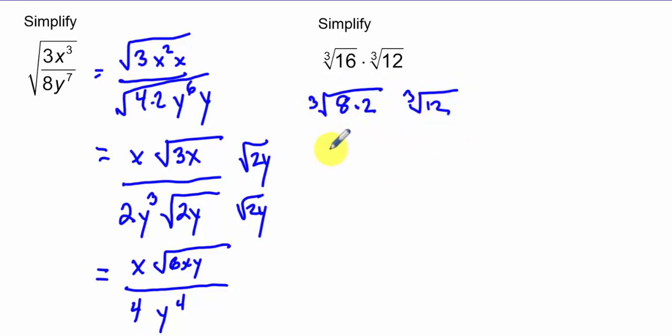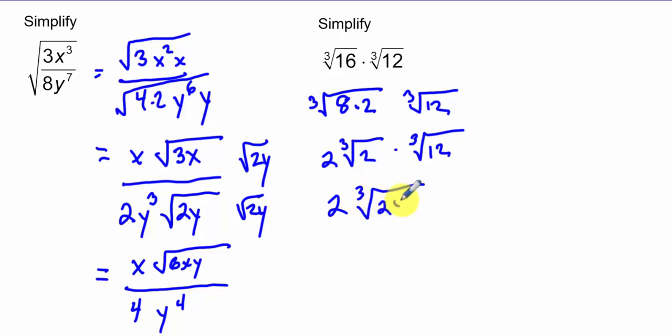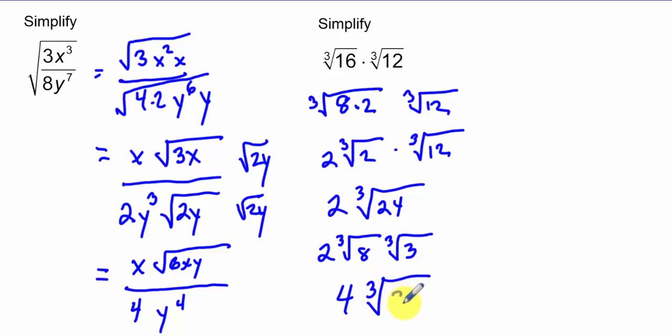Simplify to start with, and then that gives me a 2 because the cube root of 8 is 2. And then I still have a cube root of 12, nothing's going on there. Now I can multiply these two together and get a smaller number that's easier to deal with. So in this case, I have 2 cube roots of 24. And I know there's a cube root of 8 in 24, leaving me with a factor of 3 left. The cube root of 8 is 2. 2 times 2 is 4. So that's 4 cube roots of 3.